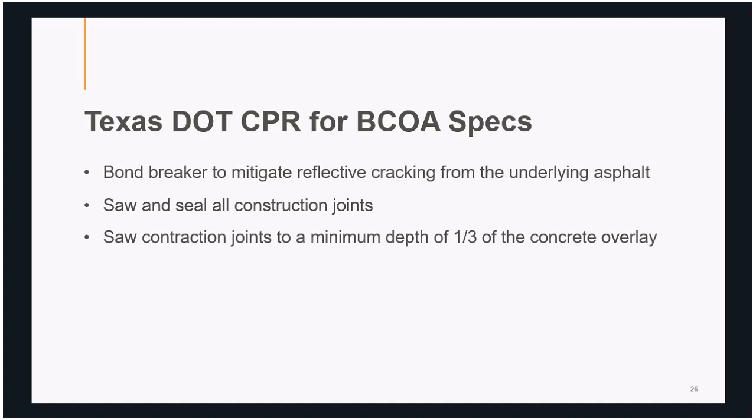So if a crack is present in the asphalt layer, a bond breaker such as duct tape should be placed over the cracks and extend 2 inches on each side of the crack. The specs also call for sawing and sealing all the construction joints and sawing the contraction joints to a minimum depth of 1/3 of the concrete overlay or to a minimum depth of 1 inch for dry early saw cuts.